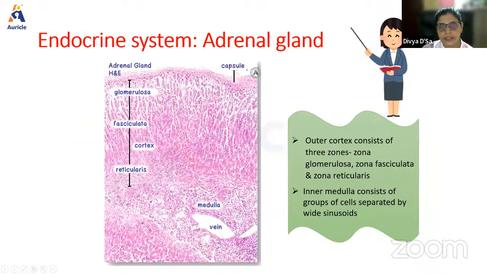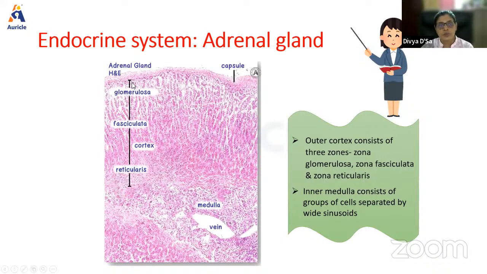So adrenal gland, again, will have a cortex and the medulla. The cortex part is divided into glomerulosa, fasciculata, and reticularis. The inner medulla will consist of groups of cells arranged in a kind of reticular pattern, separated by the sinusoids. These white things, what you see here, are the sinusoids.